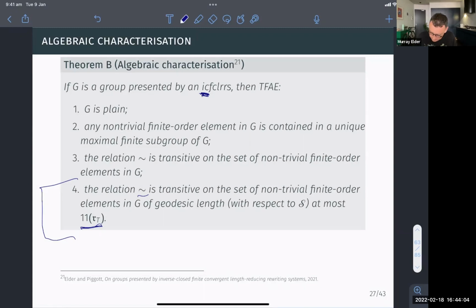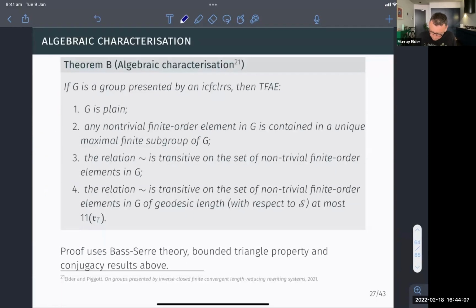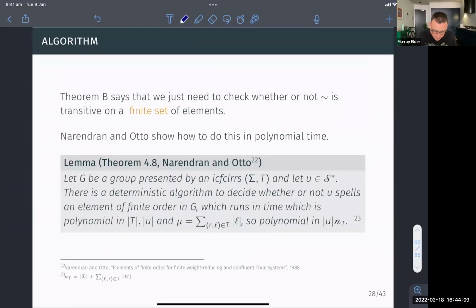So that's Theorem B. Theorem B just says we need to check whether or not it's transitive on a finite set of elements. And Narendra and Otto, 88. So we're always calling back on these old results. Given a polynomial time algorithm to decide whether an element is finite order, I don't think you need the inverse closed for this because it's the old school things. So we've got everything in front of us.